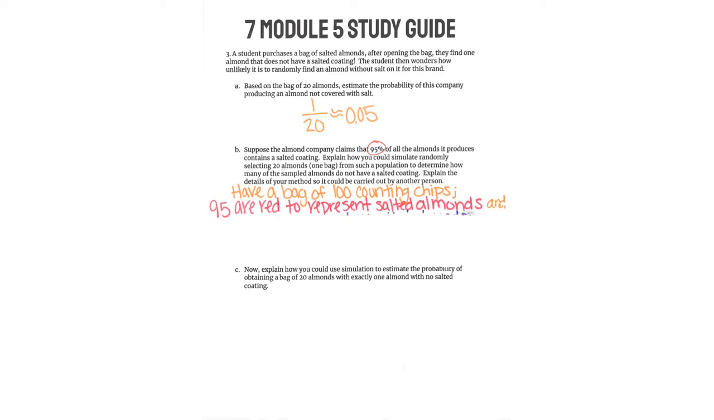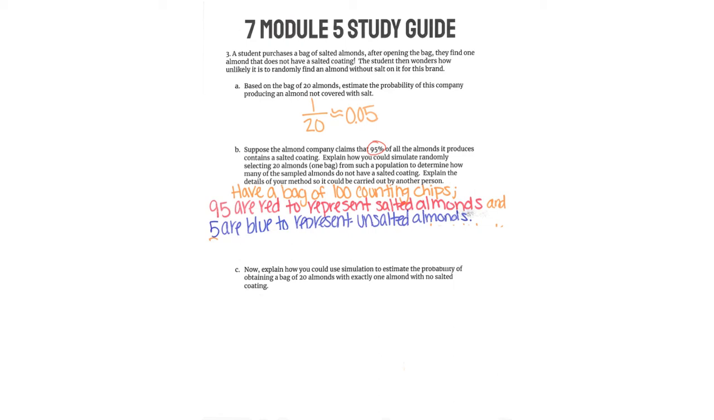Okay, now we are going to use blue to represent the ones that are unsalted. So if we know out of 100, 95 are red, then 5 are going to be blue. So we're going to have 5 are blue to represent unsalted almonds.